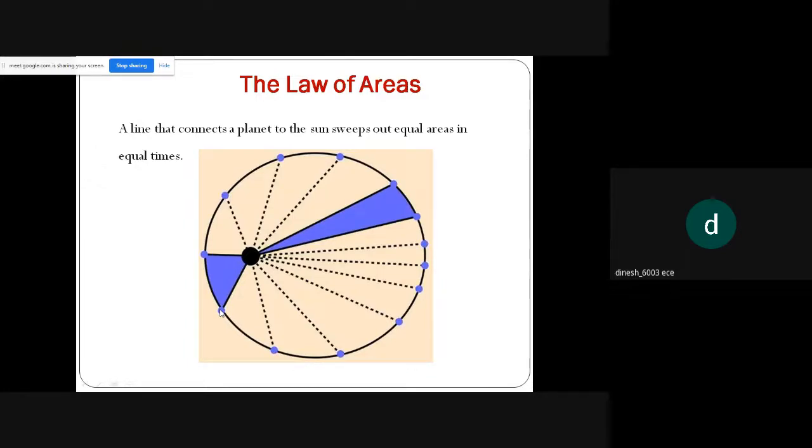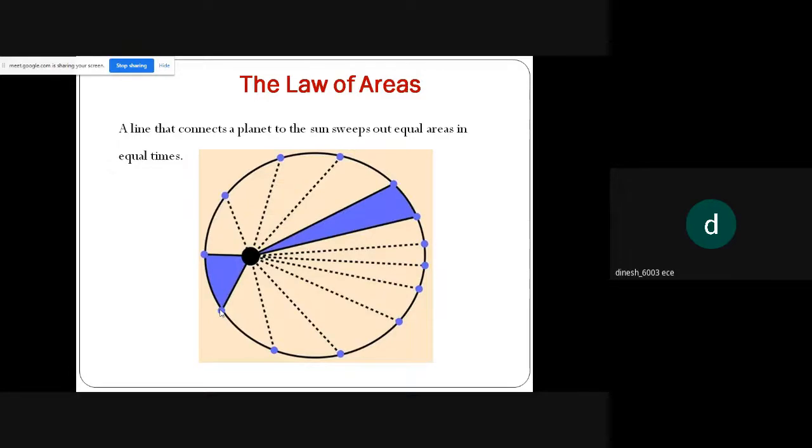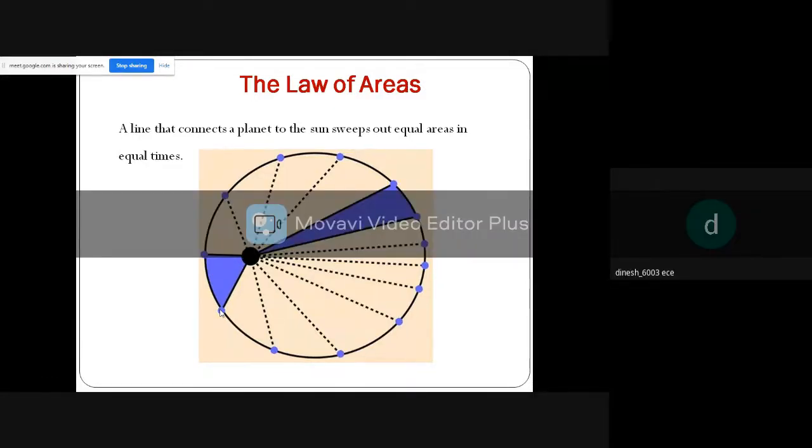For example, I'm taking 48 hours. I make a measurement over 48 hours. The area covered in 48 hours by a planet will be equal to the area covered by the same planet on the opposite side in the same 48 hours. So the area of coverage will be the same. This is your law of areas, or Kepler's second law.